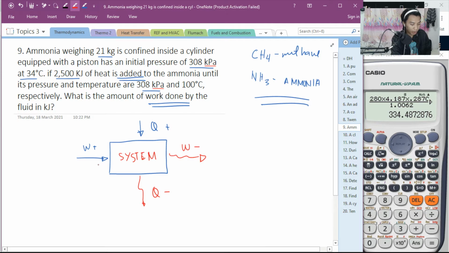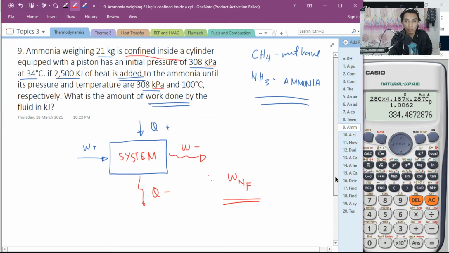Is the work steady flow or work non-flow? Confined inside a cylinder. Is that steady flow or non-flow? Pag sinabing confined inside, that is an isolated system and that is a closed system. Therefore, the work here is work non-flow.